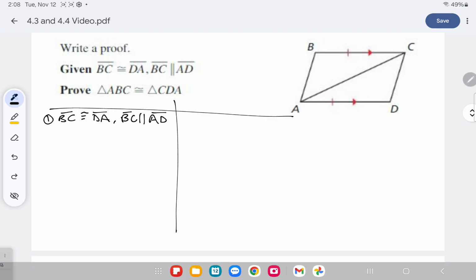But we do have another pair of sides that we can label in this picture. And that is the shared side. Whenever two triangles share a side, that can be added in our proof. AC is congruent to AC by the reflexive property.